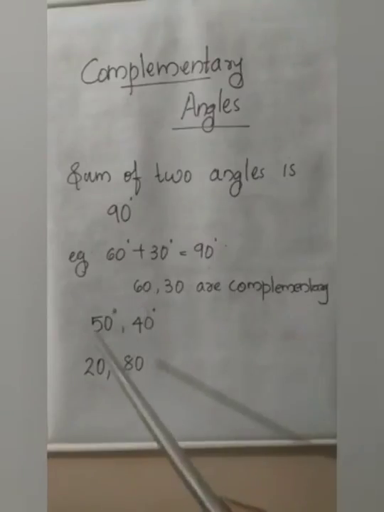Now next case, 50 and 40. When we add, we are getting 90. 50 plus 40 is 90.